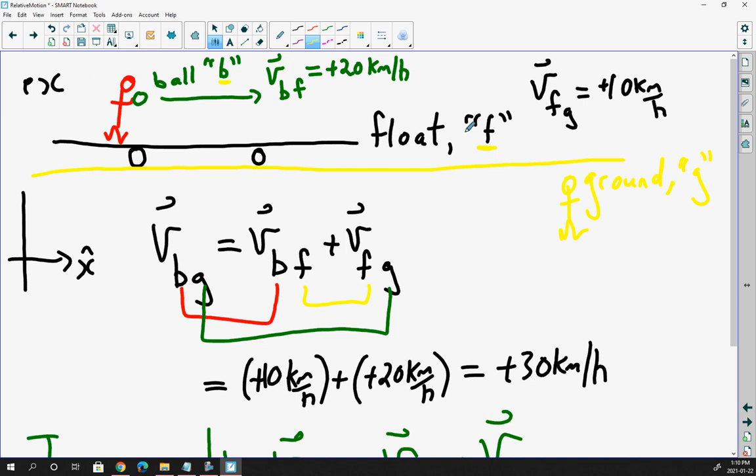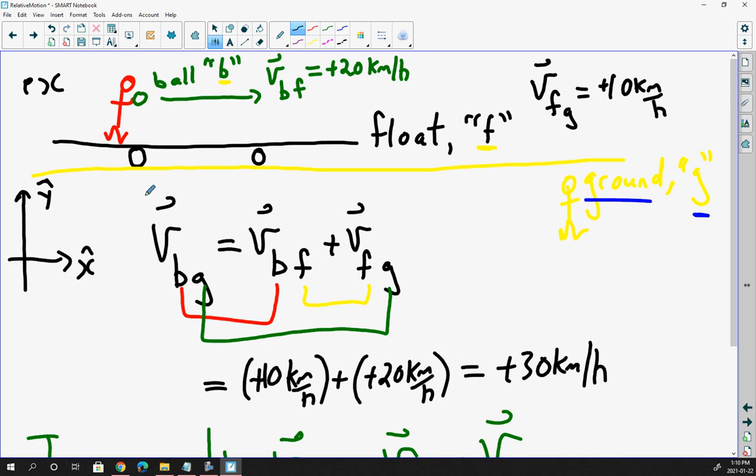And the third reference frame is some person hanging out at the side of the road watching the parade. This person is standing on the ground, so this will be reference frame ground, G. And we're going to establish an x hat, y hat coordinate here that's stuck to the ground, G.